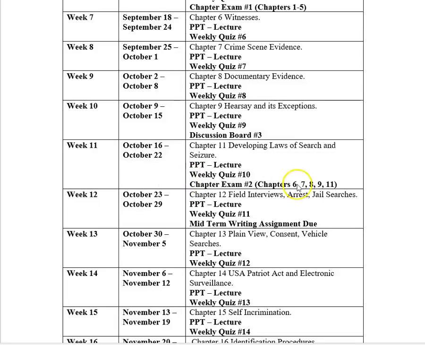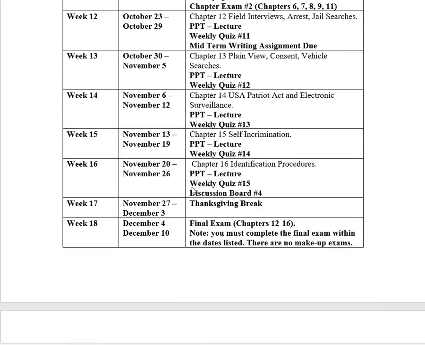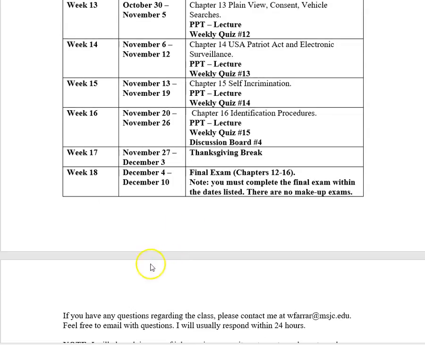Then you can go down here, and here's the chapters again that we're going to cover with the different exams and what have you. And then right here is the midterm writing assignment. And that's how it goes. And you can see how it's going to go all the way down through the whole thing.